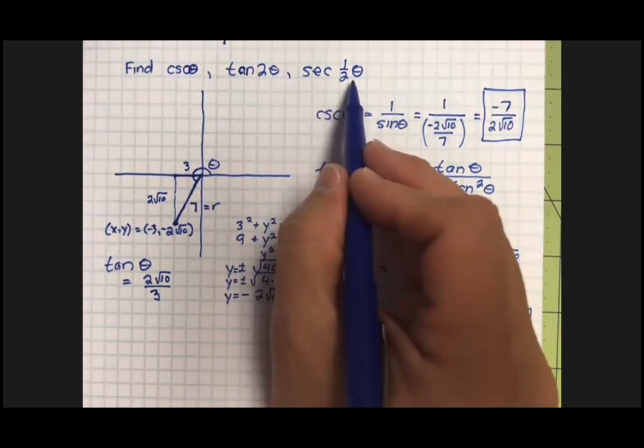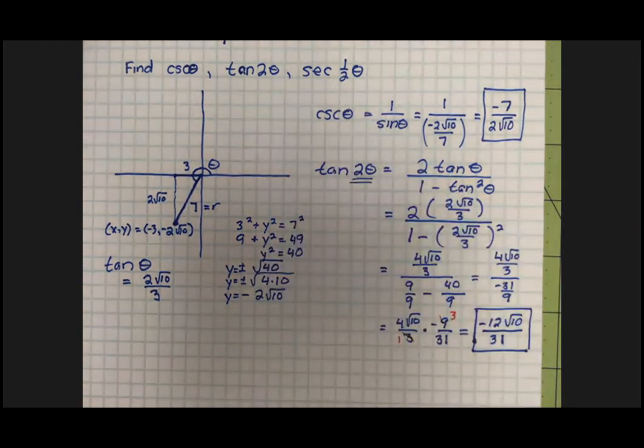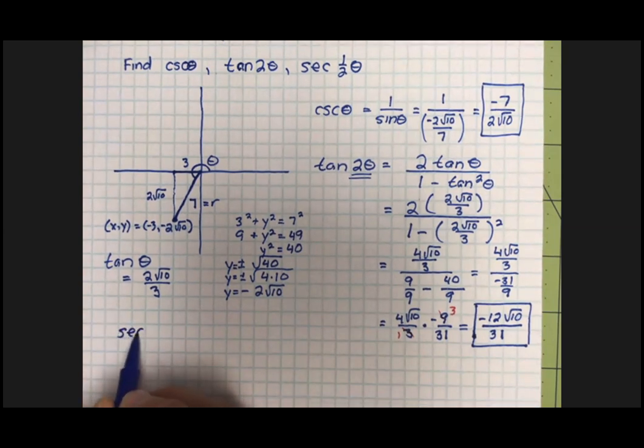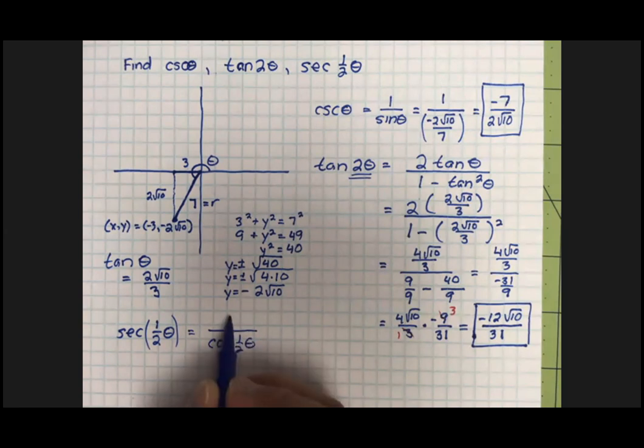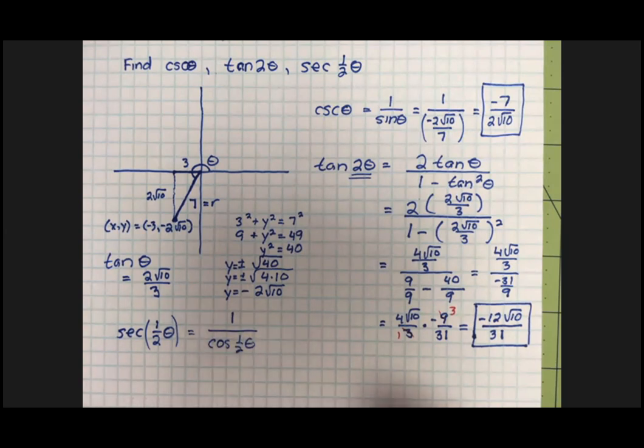Okay, one more. Secant of 1/2 theta. So we have to make a choice here too. And I think I'm going to write it over here on the left side. I'm going to use my half angle formula. But first of all, to know secant of half theta, I'm going to calculate. I don't have a formula for secant of half theta. I have a formula for cosine of 1/2 theta. So I'm going to take cosine of 1/2 theta and turn it upside down, flip it over. So I need to know the cosine of 1/2 theta.